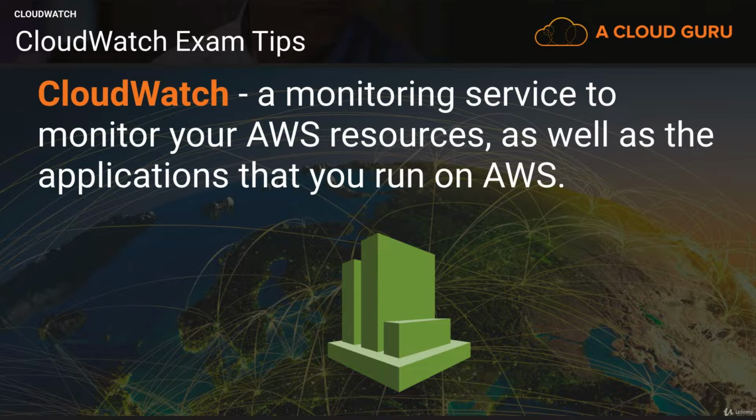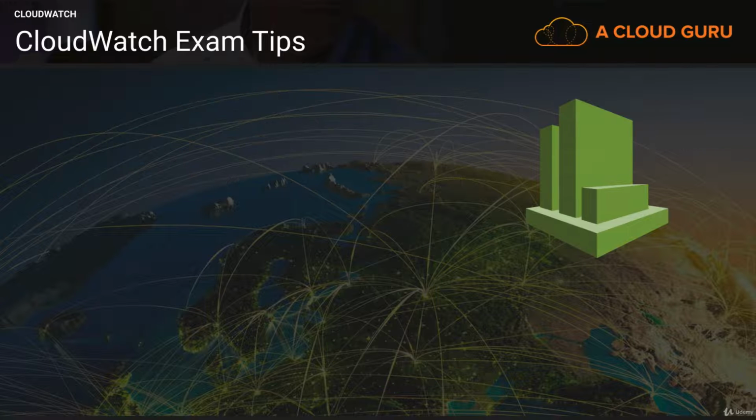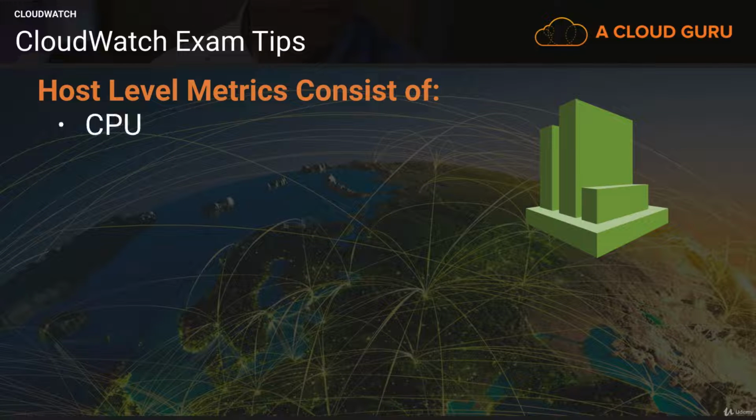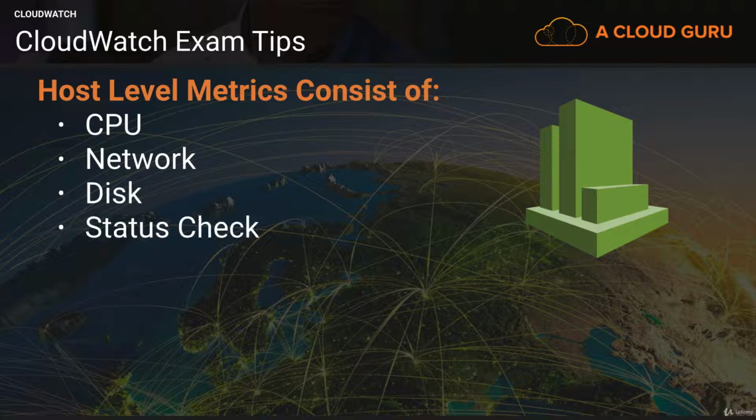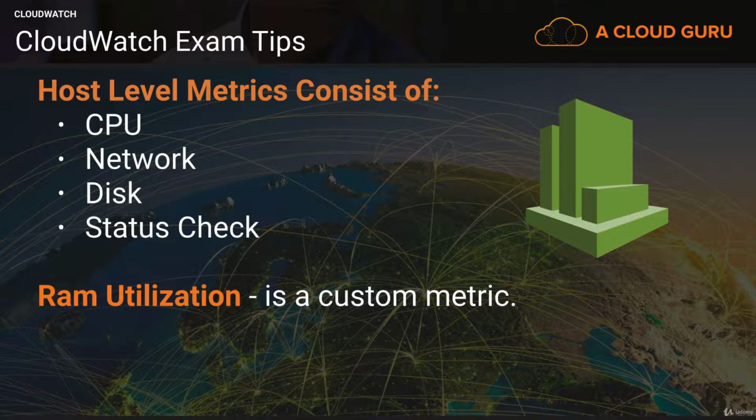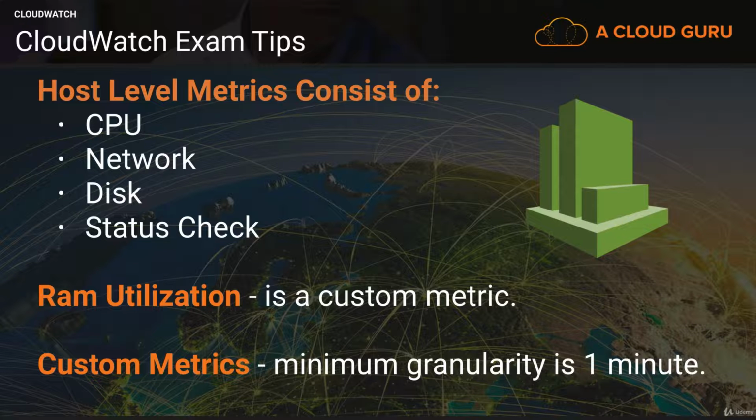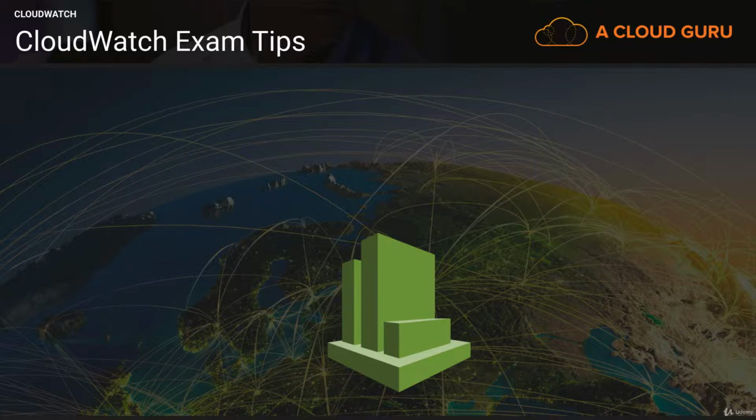So onto my exam tips. Just remember what CloudWatch is. It's a monitoring service to monitor your AWS resources as well as applications that you run on AWS. Your host level metrics always consist of CPU, network, disk, and your status check. If it's asking you about a metric outside of this, such as RAM utilization or even the amount of storage space left on a virtual hard disk, you're going to need custom metrics. So RAM utilization is a custom metric. And remember that for custom metrics, the minimum granularity is 1 minute.